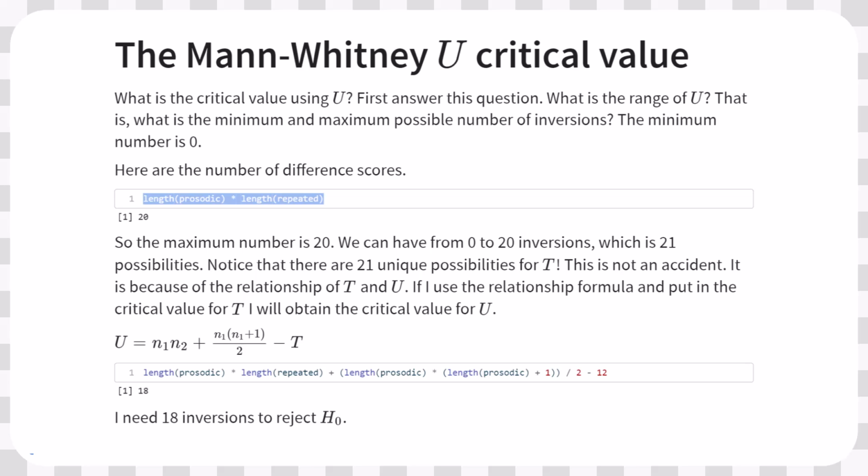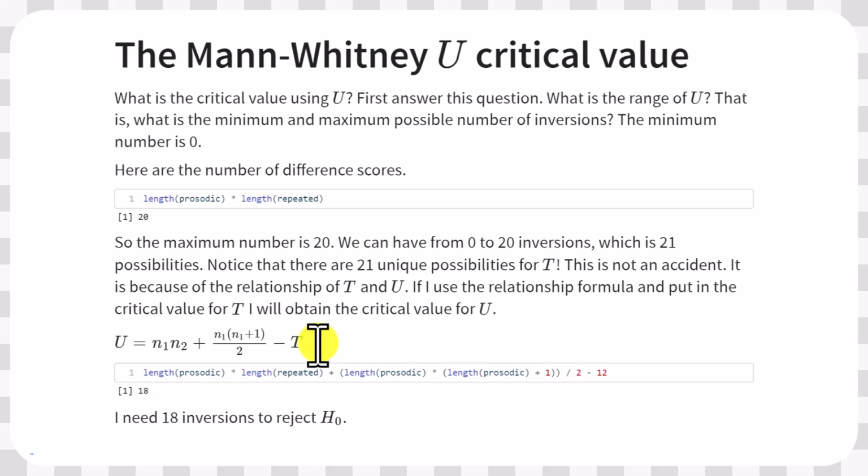If I use the relationship formula and put in the critical value for t, remember that critical value was 12, I'm going to obtain the critical value for U, and I do that with this formula right here. I'm taking the 2 sample sizes, multiplying them together, just like the formula says. I am taking the smallest sample size, that's prosodic, multiplying it by the smallest sample size plus 1, dividing the whole thing by 2, subtracting 12, and that gives me an 18.